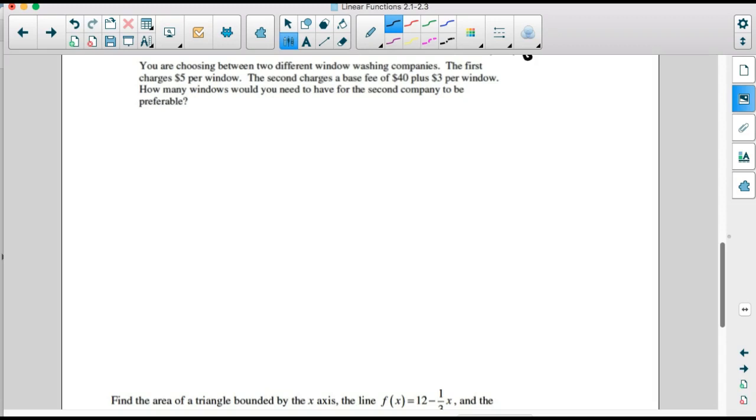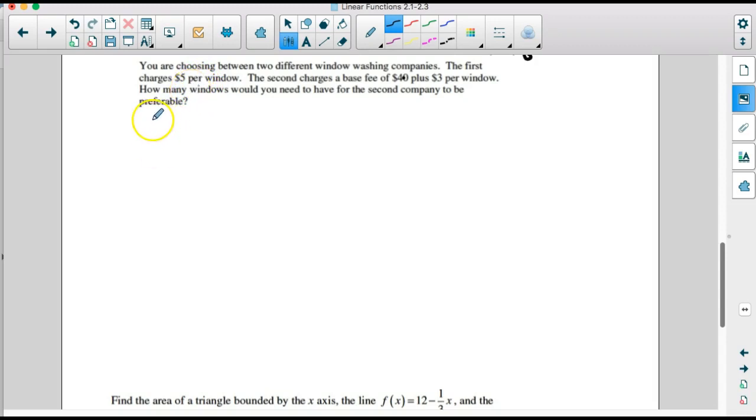All right, the second type of problem here says you are choosing between 2 different window washing companies. The first charges $5 per window. The second charges a base fee of $40 plus $3 a window. How many windows would you need to have the first or the second company be preferable? If we do the first window, this one is only going to cost you $5, but the other is going to cost you $43. But eventually the second will be cheaper because you're only going up by $3 per window, whereas the other one's always going up by $5. So eventually this one's going to be more expensive.